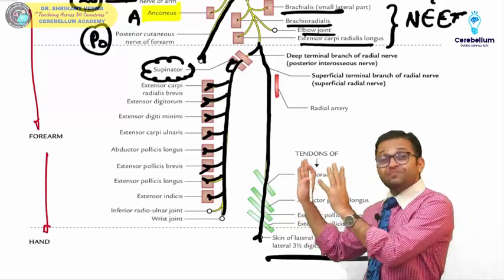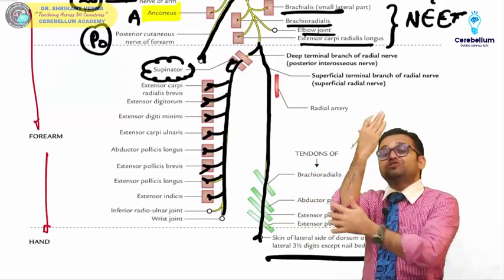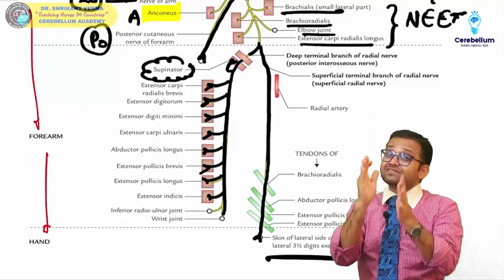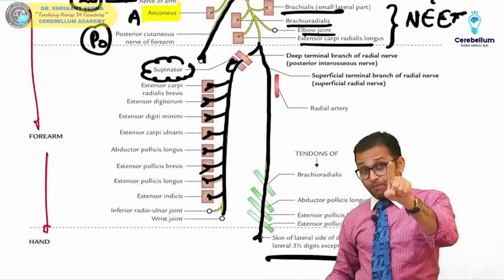But at least for now remember this: all the muscles of the posterior compartment of the forearm are supplied by the PIN, except ECRL.